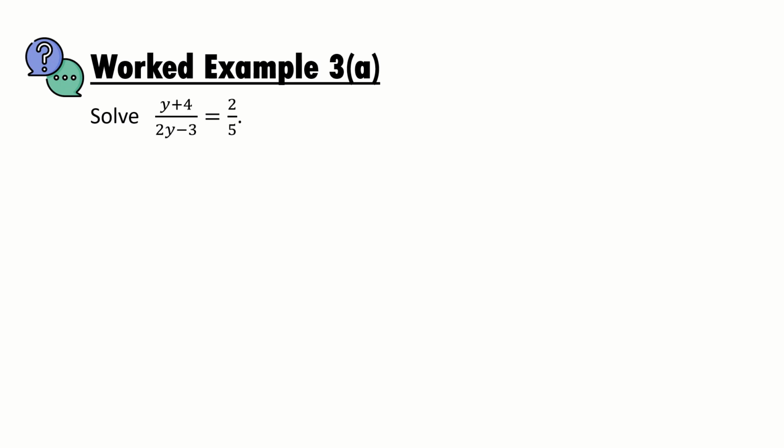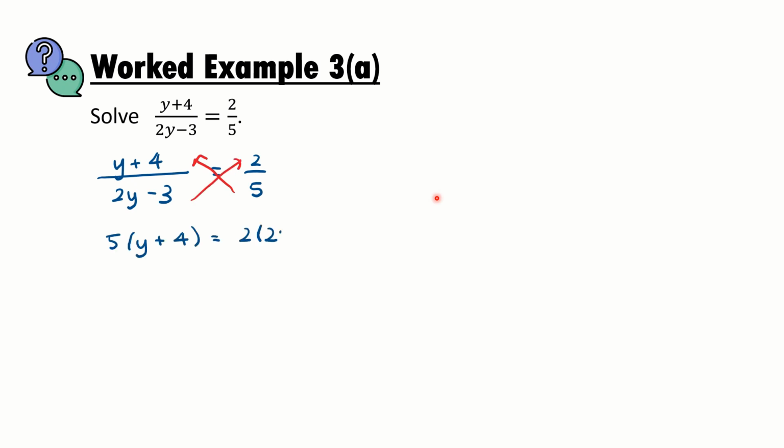Next, we take a look at solving this equation here, which says that y plus 4 over 2y minus 3 equals to 2 over 5. This definitely fulfills the condition for us to do our cross multiplication, whereby we see a single fraction on the left and a single fraction on the right. So let's first just write down the question itself, and then we do our cross multiplication like this, and we result in 5 times y plus 4 equals to 2 times 2y minus 3.